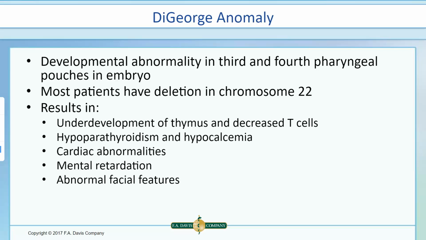The DiGeorge anomaly is a developmental abnormality in the third and fourth pharyngeal pouches in the embryo. Most patients have a deletion in chromosome 22. It results in the underdevelopment of the thymus and decrease in T cells, hypoparathyroidism, and hypocalcemia, cardiac abnormalities, mental retardation, and abnormal facial features.